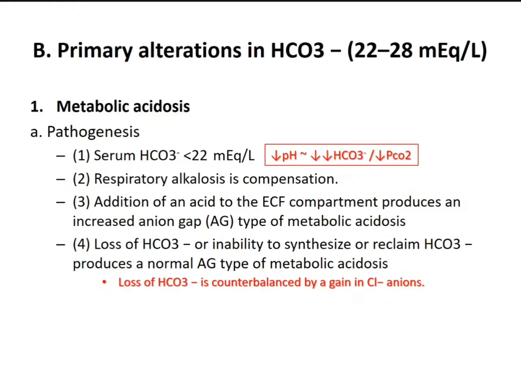To compensate for this, the bicarb is acting as a buffer. There's a loss of bicarb or inability to synthesize or reclaim the bicarb, which produces a normal anion gap type of metabolic acidosis. So loss of bicarb is counterbalanced by an increase in chloride ions. So bicarb and chloride are the two negative ions, or anions, the major anions in the blood.